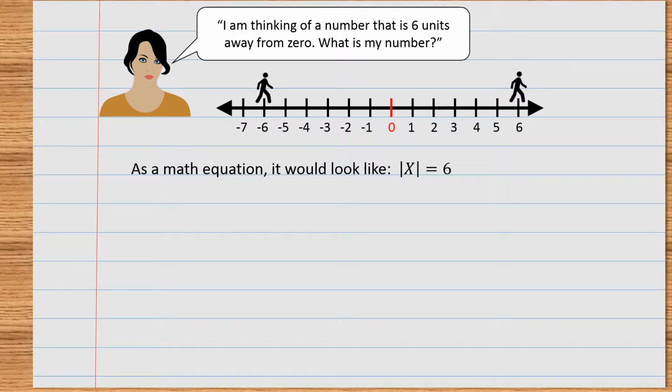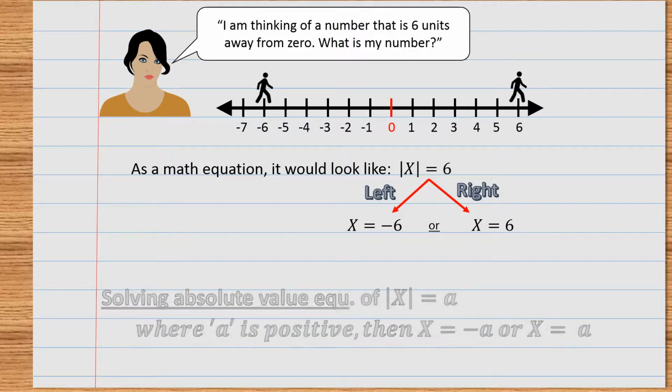So as a math equation, it would look like this, read as the absolute value of x equals 6. If we go to the left 6 units, we would have traveled to the number -6. So we write the equation as x equals -6. Or we could have traveled to the right, and we would have been at +6. x equals +6. So when it comes to absolute values, you actually have two directions that you can travel, to the left or to the right.